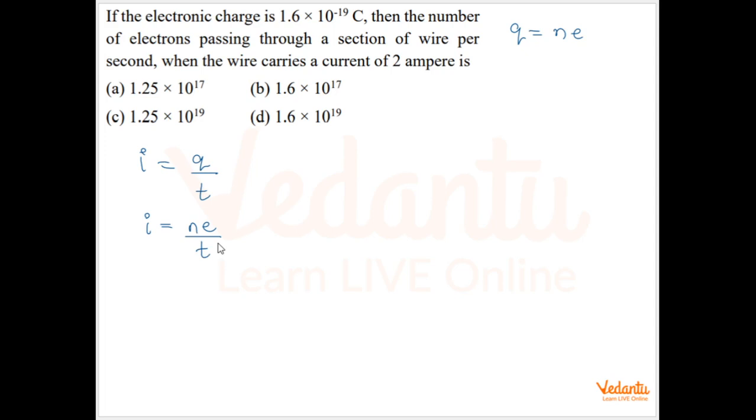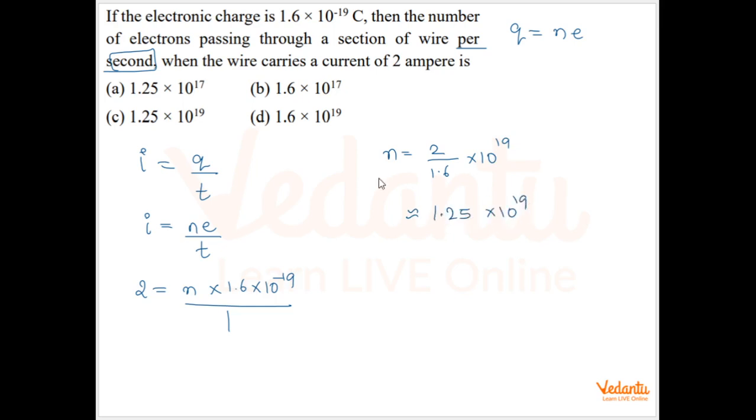Now we will again just substitute the values. I will write 2 is equal to n into 1.6 into 10 power minus 19, and here also beta, we have to calculate the number of electrons passing per second. So time will just be 1 second, which gives me n is equal to 2 divided by 1.6 into 10 raised to the power 19. That will be approximately 1.25 into 10 raised to the power 19. Option C.